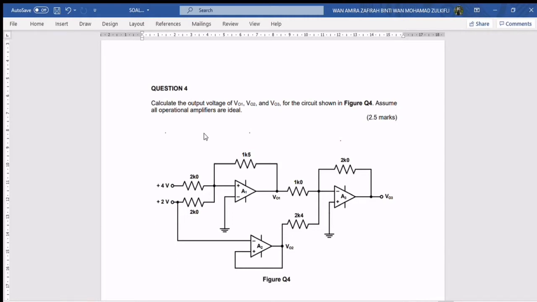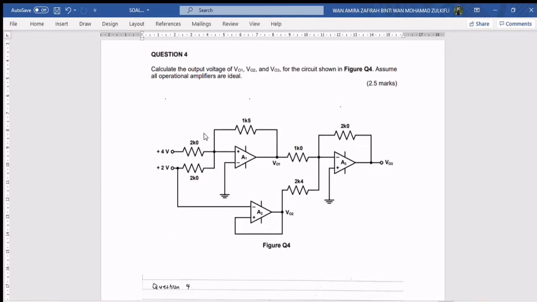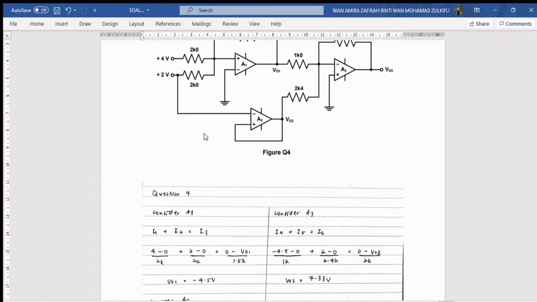Okay, so as we can see here, in this circuit there are 3 op-amps. Let's find out the value for Vout1, Vout2, and Vout3. First thing that we need to do is consider A1. Since V minus is connected to the ground, the value for V minus is 0. So automatically the value for V plus is also 0.